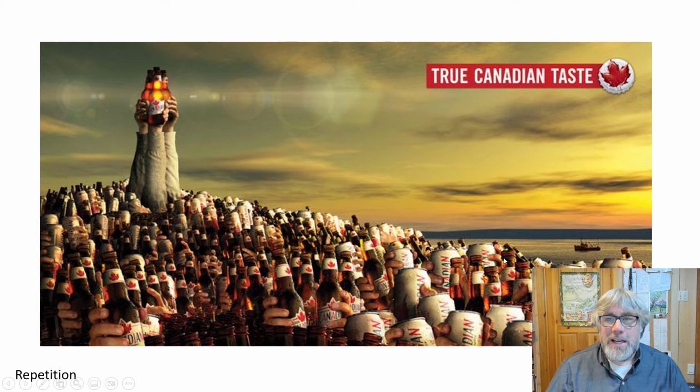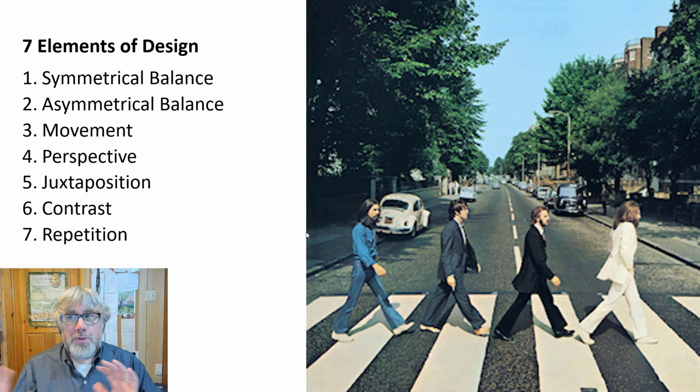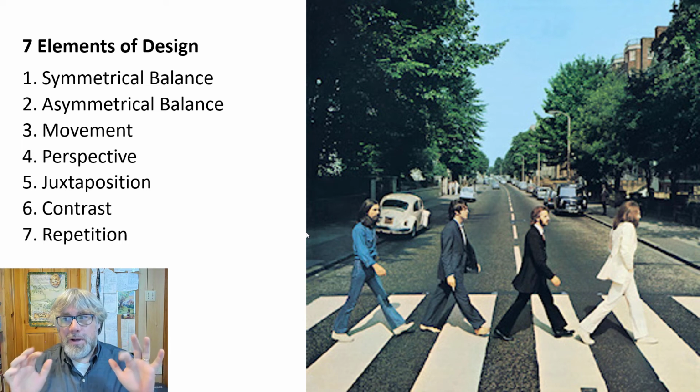So this is a Canadian beer commercial, and there's a handful of these. There's one for the prairies and wheat fields. It's kind of cool. All right. Okay, so that's a quick go through these 7 elements of design: symmetrical balance, asymmetrical balance, movement, perspective, juxtaposition, contrast, and repetition.